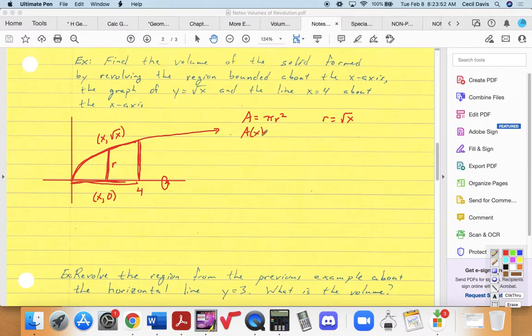So the area in terms of x is pi times the square root of x squared. So it's just pi x. So then the volume is the integral. Where do we start slicing in terms of x? 0. And where do we stop? 4. Right. Pi times x dx. Take the antiderivative. This will be pi times 1/2 x squared from 0 to 4. So that's 8 pi.